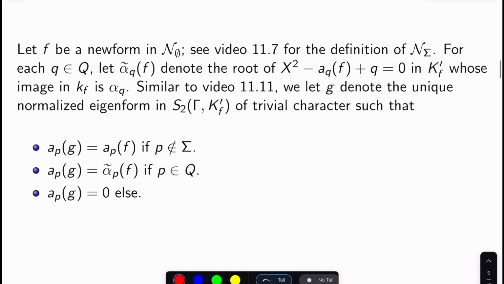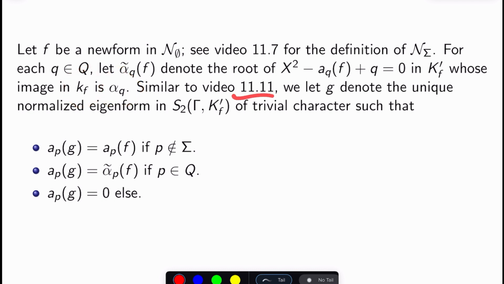So let's continue. Let F be a newform in, I guess, cal n sub empty set. This was defined back in video 11.70. Unfortunately, you have to be kind of a master of definitions in this video. Okay. For each q in Q, let alpha tilde sub q of f denote the root of x squared minus a q of f x plus q equals 0 in K prime of f. So this is our local extension of Q sub L generated by the Fourier coefficients of f, whose image in k sub f, the residue field, is alpha q.